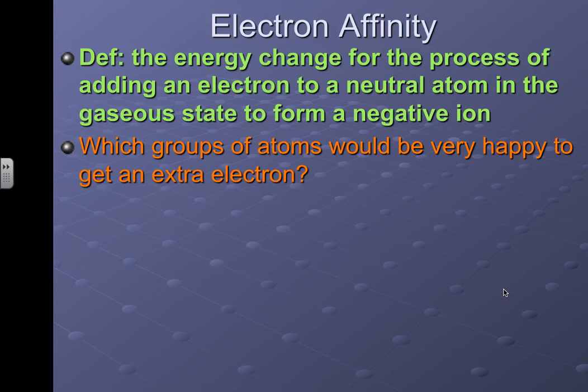So answer me this question: which groups of atoms would be very happy to get an extra electron? I'm listening. Okay, if I heard you right, I heard you say that the halogens, group 7A, fluorine, chlorine, bromine, iodine, they would love to get an extra electron. And why? Right, because they're one away from a noble gas and they would have their octet.